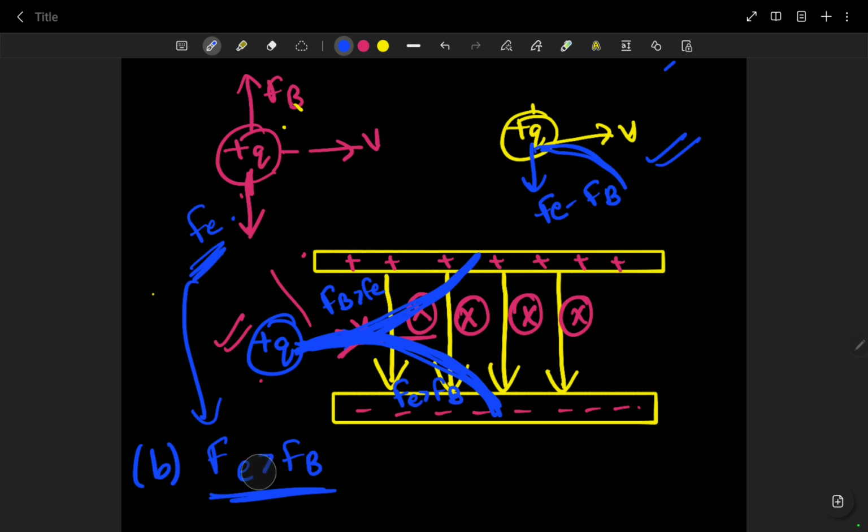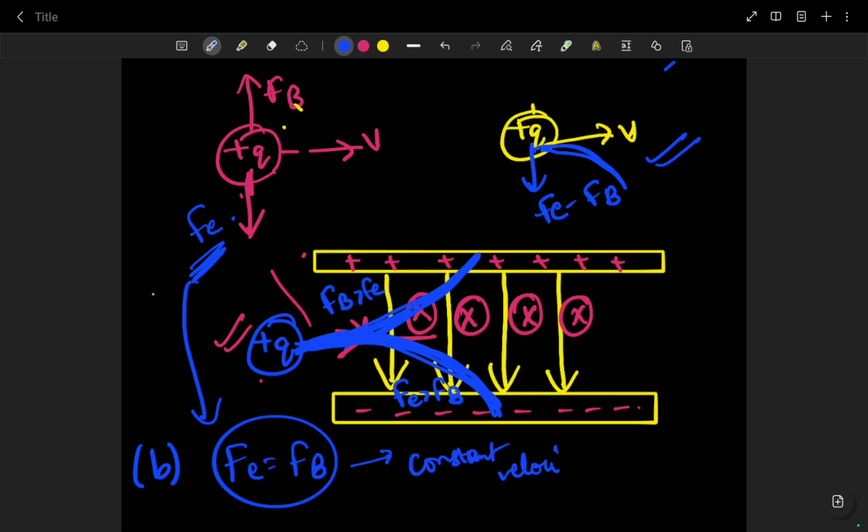So the third case, which is very usual, would be both of them being equal, right? So when both the forces are equal at that point of time, both of them will end up giving you constant velocity, right? The net force will become zero and the particle will move with constant velocity.